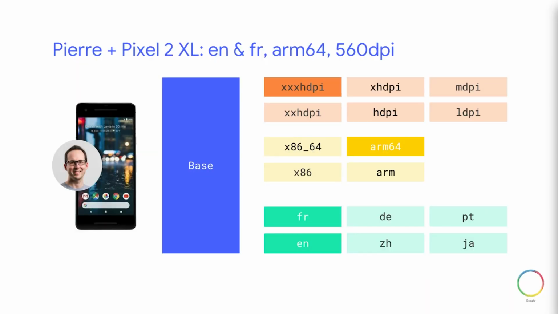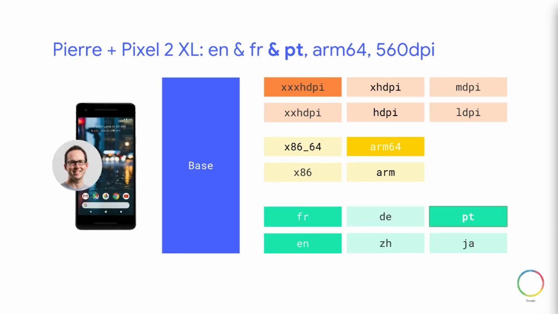Another of our teammates, Pierre, speaks both French and English, and he specifies both of these languages in his device settings. So for his Pixel 2 XL, in addition to the base and the right density and architecture splits, we will serve both the French and the English language splits to his device.